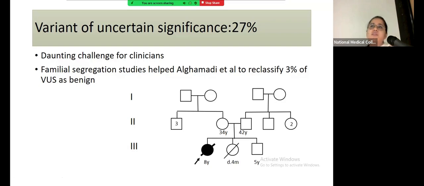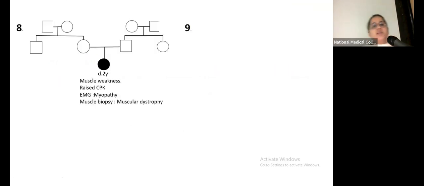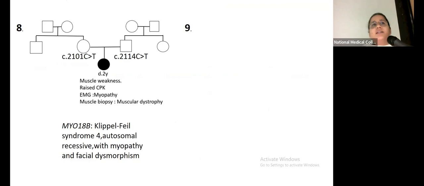So this shows that VUS is still a big challenge, especially when we go for parental testing by proxy. In this particular case, we had the demise of a child at the age of 2 years who had weakness. Her documents show that she had raised CPK. EMG was suggestive of myopathy, but muscle biopsy clearly says that the child has muscular dystrophy. A clear phenotype, a very specific diagnosis. We did find, on exome sequencing, a variant of uncertain significance in both the parents. That is in MYO18B, which leads to Klippel-Feil syndrome 4, autosomal recessive, with myopathy and facial dysmorphism. So this looks likely to be the cause of the disease in the proband.